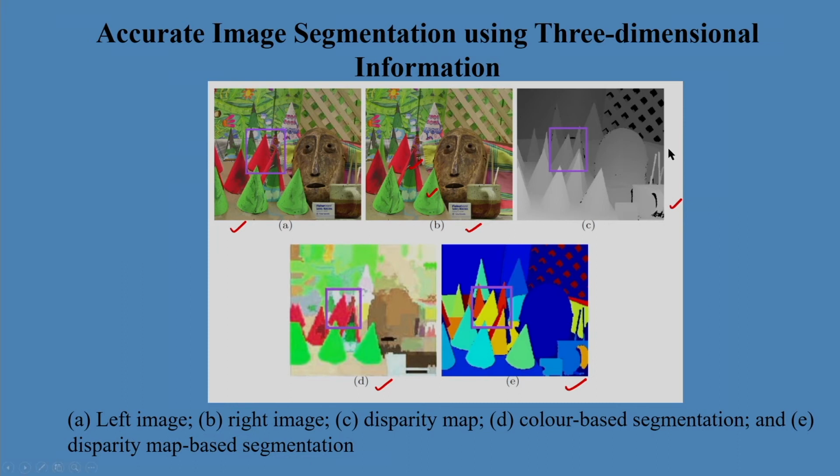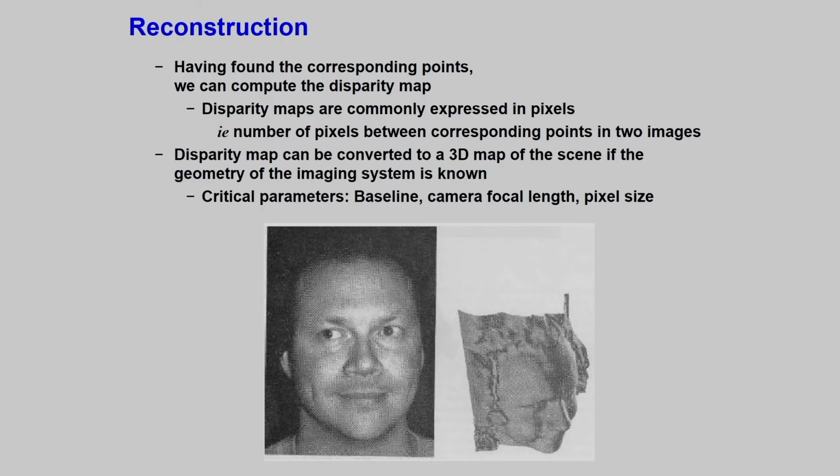So this is accurate segmentation using 3-dimensional information. And here I have shown that after determining the disparity maps, the disparity map can be converted into a 3D map. If we know the geometry of the imaging system, that means parameters like the baseline, the camera focal length, and pixel size, then I can get the 3D information from the disparity map. That is called the reconstruction.